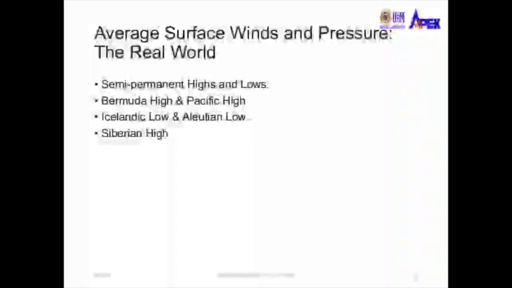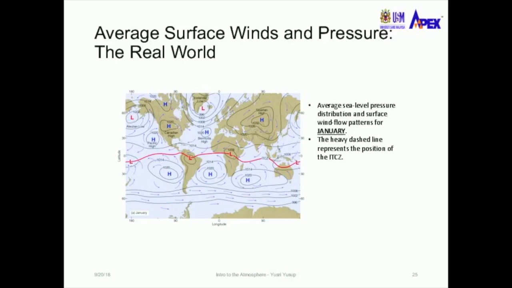Now let's look at the actual situation of the Earth without the assumptions of the 1-cell model and the 3-cell model. There are the semi-permanent highs and lows, or high-low pressure zones. There's also the Bermuda high zone and the Pacific high zone. There's the Icelandic low and Aleutian low zones, and also the Siberian high. This is caused by the differential heating between land and water surfaces on top of the rotation of the Earth as well as the tilting of the Earth. This is the average surface winds and pressures of the real world.